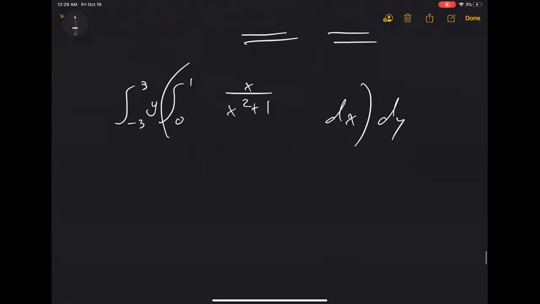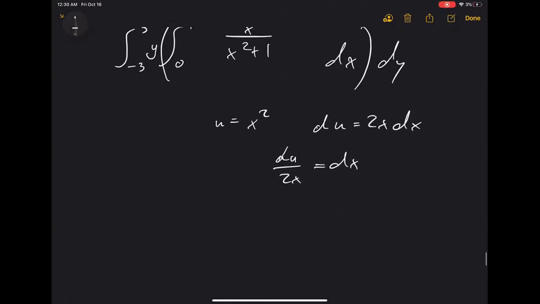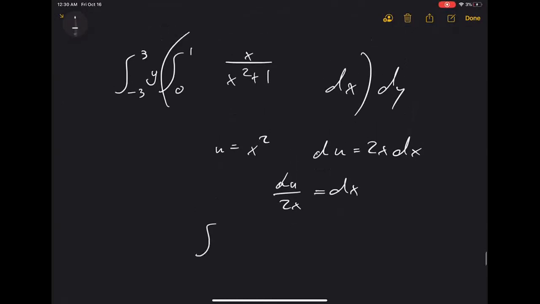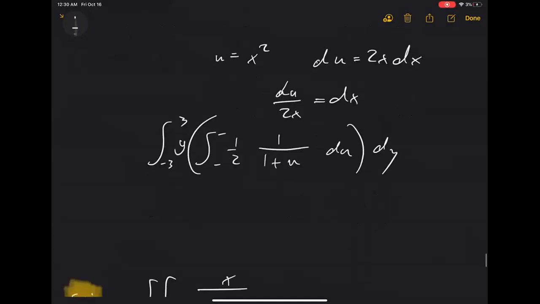Just use your single variable theory. How could we deal with this? We could do a u substitution. U equals x squared. There's a couple of u substitutions you can make there. Then du equals 2x dx. Then you work your u substitution, and your inner integral becomes 1/2 times the integral of 1 over 1 plus u du. Now remember, u substitution changes your bounds, so you should recalculate them, but I'm going to leave that blank for the moment. Then we have our y out front, and so my integral after a u substitution becomes this.